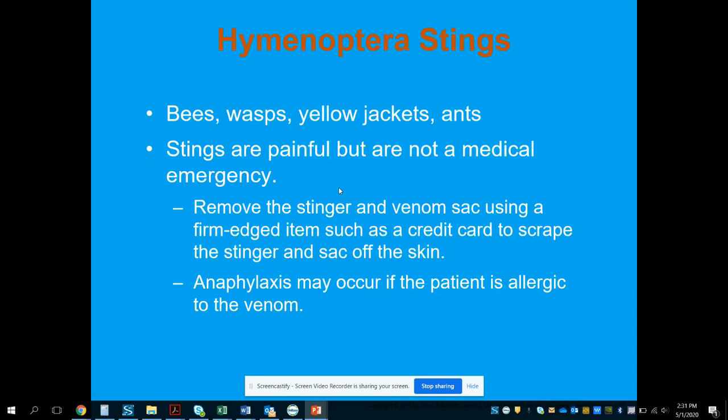All right, so Hymenopterous insects like bees, wasps, yellow jackets, and ants are painful but not a medical emergency unless the patient is having an allergic reaction. And so, of course, we know what to do with that: anaphylaxis. The way that we can remove that stinger, as we talked about in the allergic reaction or immunologic chapter, was to remove the stinger and venom sac using a firm edged item like a credit card to scrape the stinger and sac off of the skin, not against the grain.